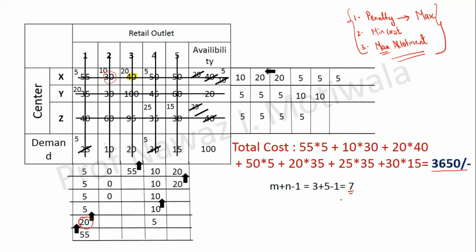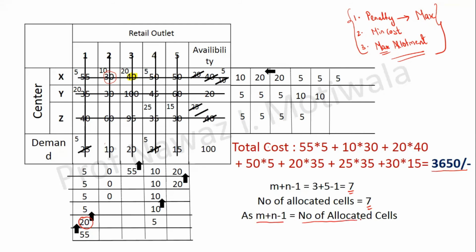And can you tell me how many cells are allocated? From the figure you can see how many cells are allocated? 7. 7 only. So I can write here the number of allocated cells is also 7. And if I check for this condition, it's equal. That is, m plus n minus 1 is equal to the number of allocated cells. So if this is equal, we have to make one statement that the solution is non-degenerate. Okay.